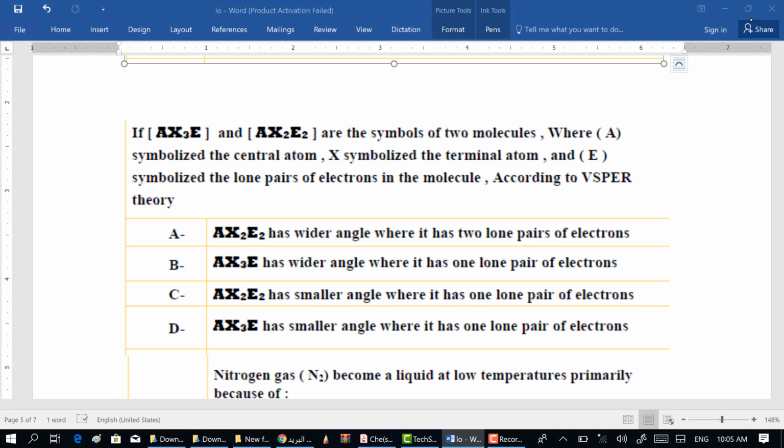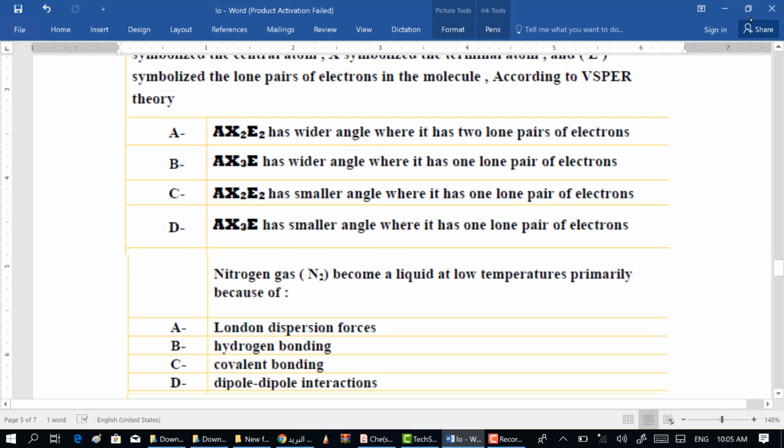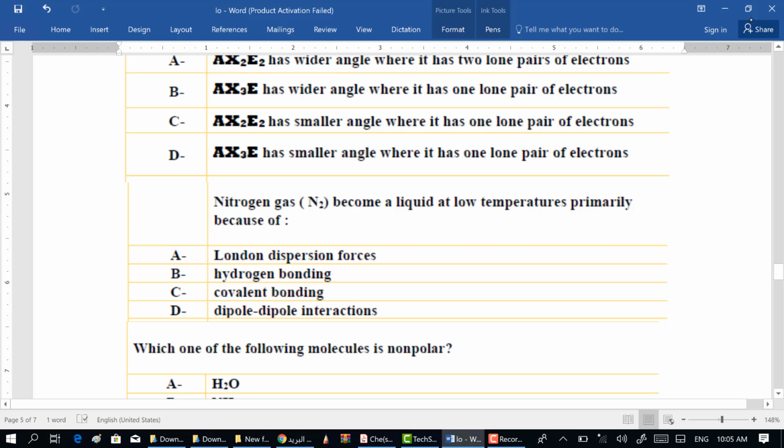Another question. Nitrogen gas becomes a liquid at low temperature primarily because of London dispersion force. The bond found between the molecules of the gases will be London dispersion force. It's a very weak bond.